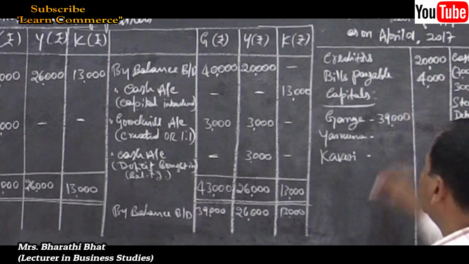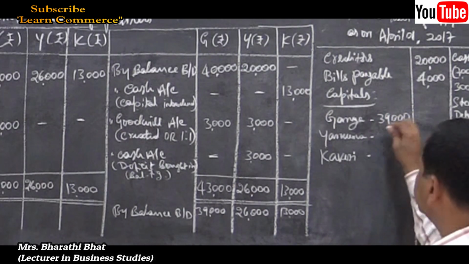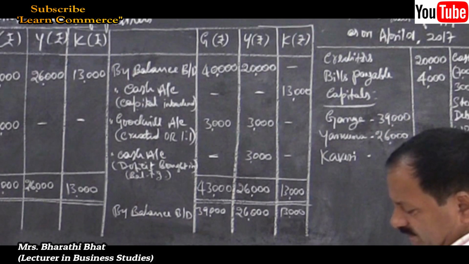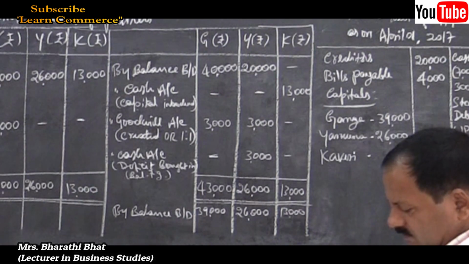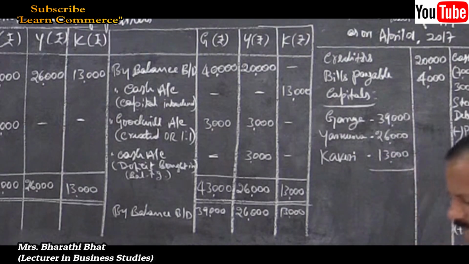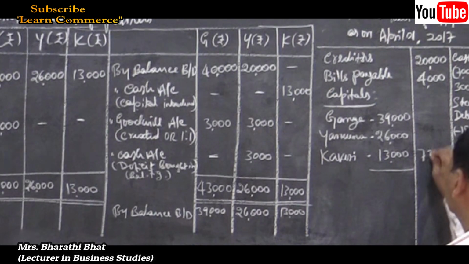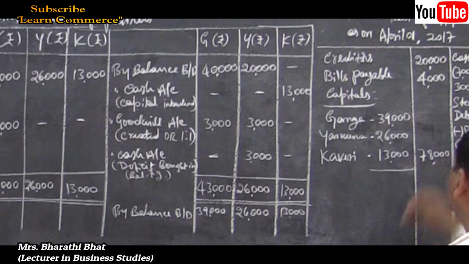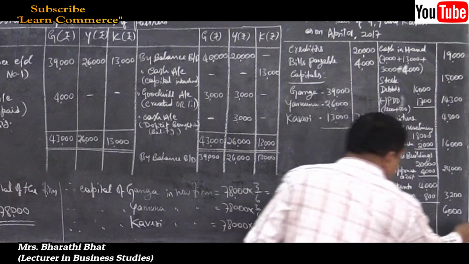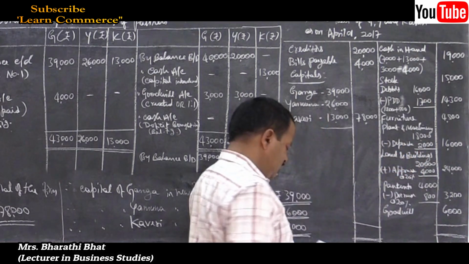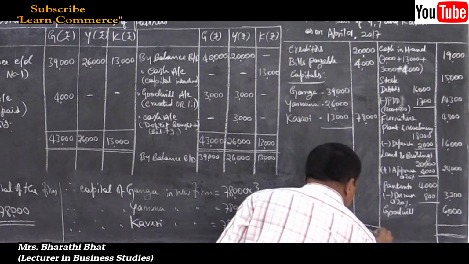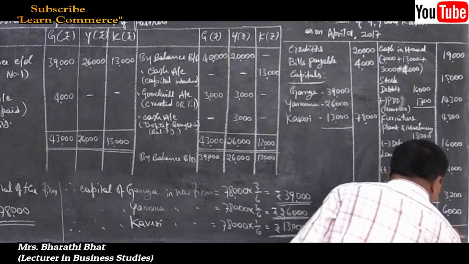It is capital balances. 39,000, 26,000 and 13,000. So total it will be 78,000. Total capital. Yes, that's all. See whether it agrees or not. It must agree. 1,02,000 is the total.